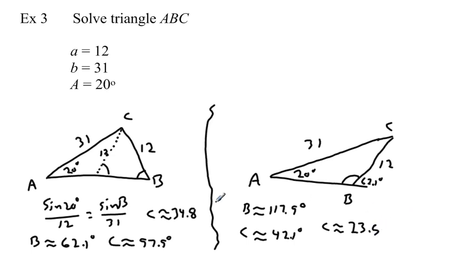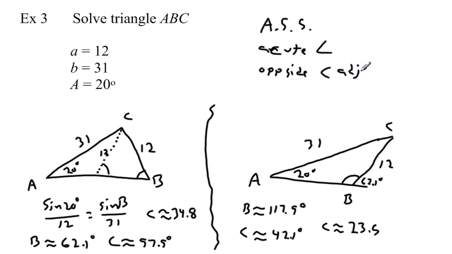So be careful with this. You could get two solutions if you ever have angle side side, you're given an acute angle, and the opposite side that you're given is less than the adjacent side that you're given. So when you see these three things happen, a red flag should go off in your mind. You could have two solutions.